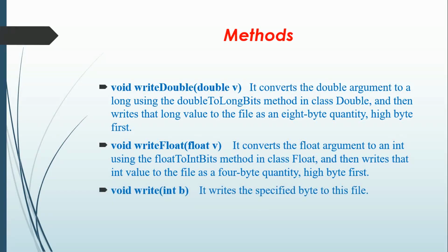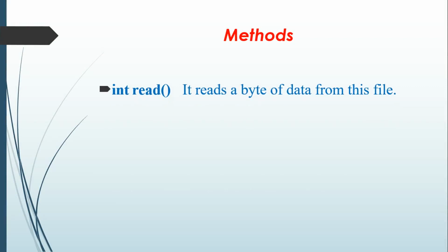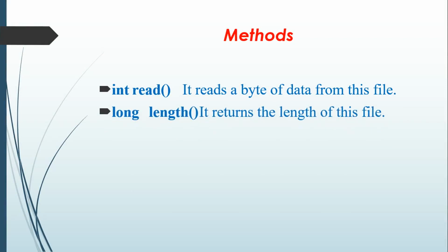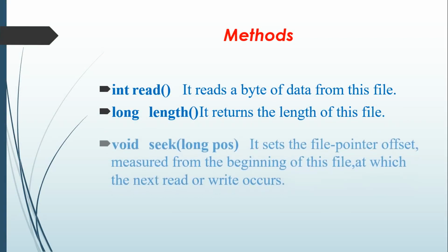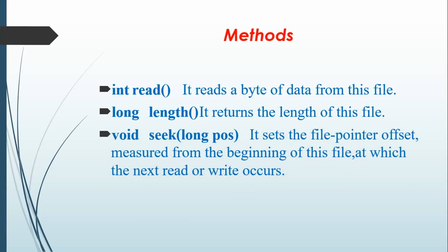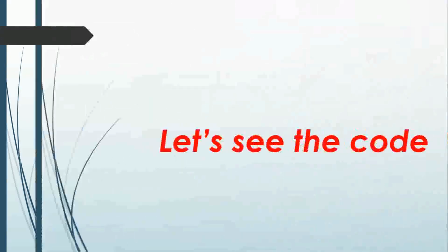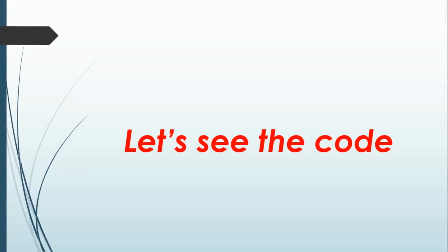void write(int b) writes the specified byte to this file. int read() reads a byte of data from this file. long length() returns the length of this file. void seek(long pos) sets the file pointer offset, measured from the beginning of this file, at which the next read or write occurs. Let's see the code of how we implement the random access file in Java.